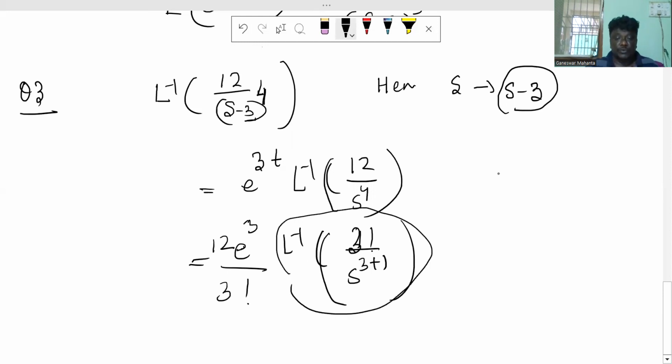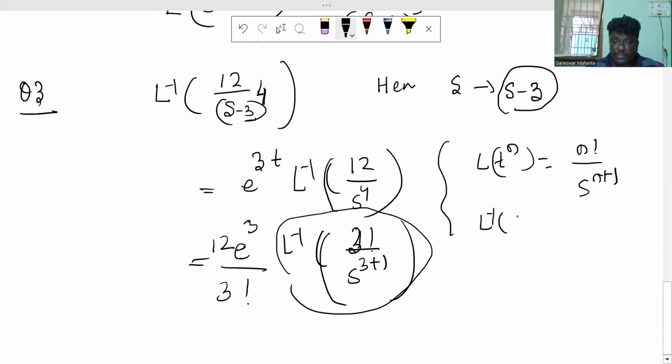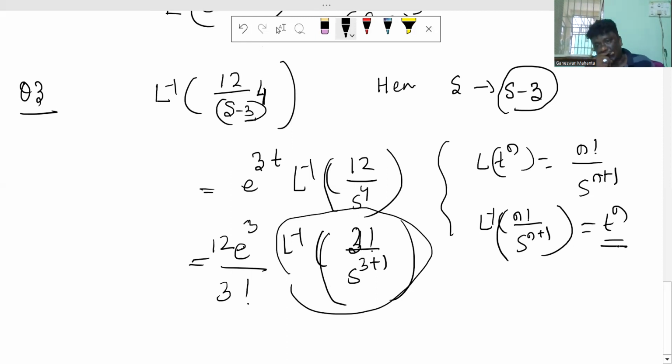You can see which type of formula will come here. The Laplace of t to the power n, the standard application formula, is n factorial by s to the power n plus 1. When you compute the inverse, L inverse of n factorial by s to the power n plus 1 is equal to t to the power n. Remember this value. Here, 3 factorial by s to the 3 plus 1 gives t to the power 3. So this is the t to the power 3 value.